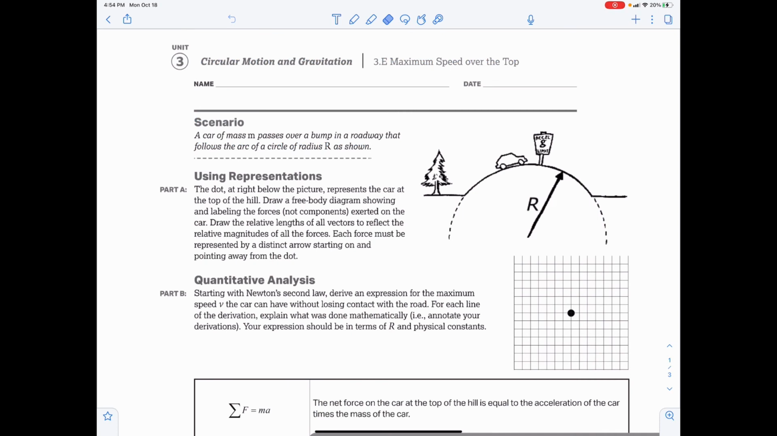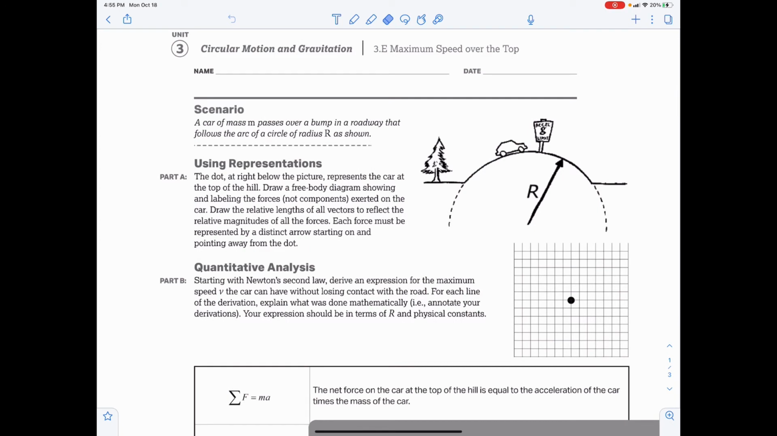Unit 3, AP Physics 1 Workbook, Activity E, Maximum Speed Over the Top. A scenario is as follows. A car of mass m passes over a bump in a roadway that follows the arc of a circle of radius r as shown. Part A, using representations. The dot at the right below the picture represents the car at the top of the hill. Draw a free body diagram showing and labeling the forces, not components, exerted on the car. Draw the relative lengths of all vectors to reflect all relative magnitudes of the forces. Each force must be represented by a distinct arrow starting on and pointing away from the dot.